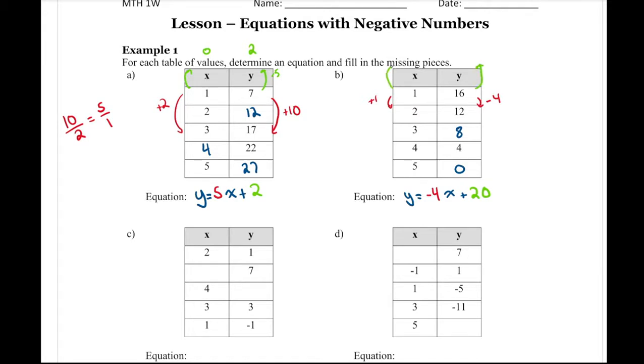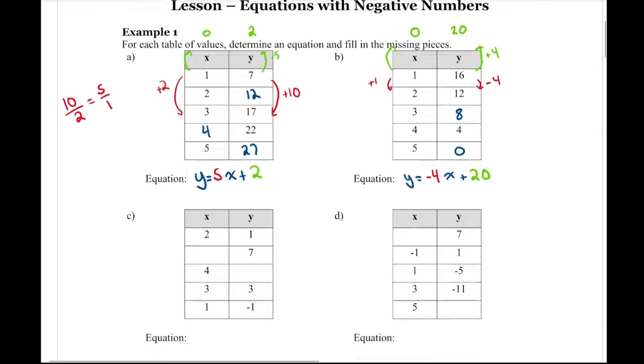If you're not too sure, not too comfortable doing that, again, work backwards. Go back to when x equals 0. Reverse our pattern. So instead of subtracting 4, we add 4. And we start at 20. So that means that our constant is 20. So again, different ways to figure it out. How you do it is up to you, whatever you feel most comfortable with.